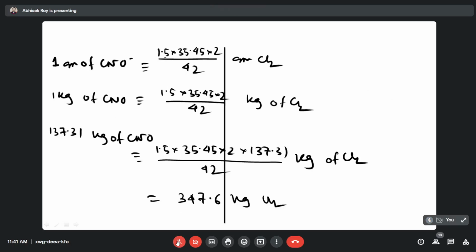So this much amount of Cl2 is required. Now it is written that how much total Cl2 is required for, sir?